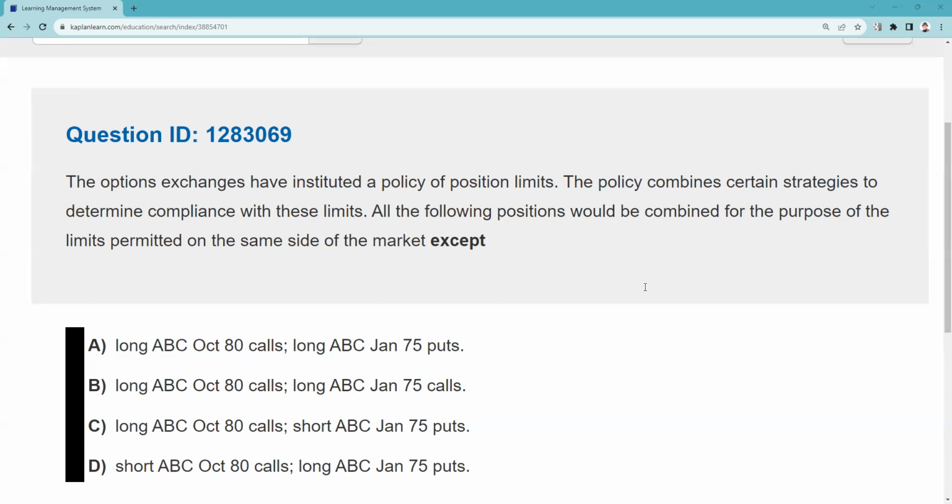All right, this option exchanges have instituted a policy of position limits. You know, options are considered derivatives, and we don't want the tail, the options, wagging the dog, the stock. And so that's the purpose of position limits. We don't want people using the options to drive the stock. The stock should drive the options.